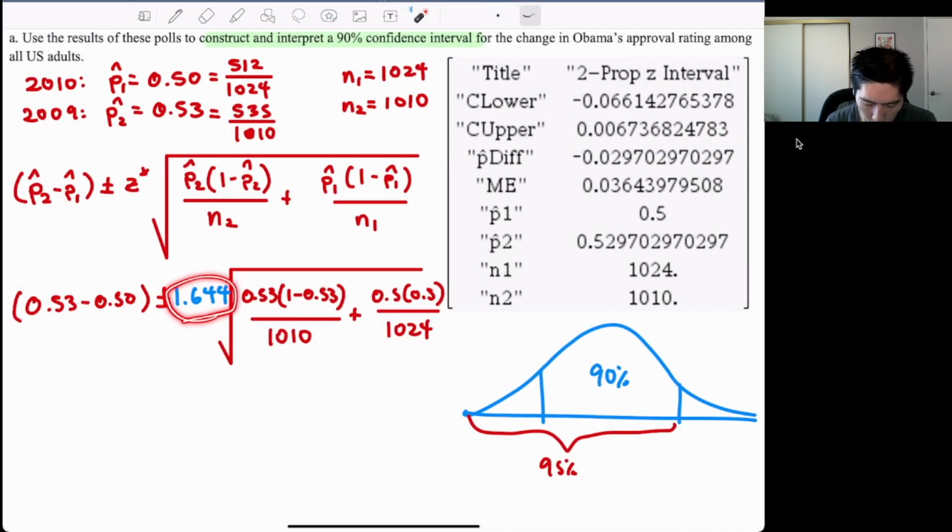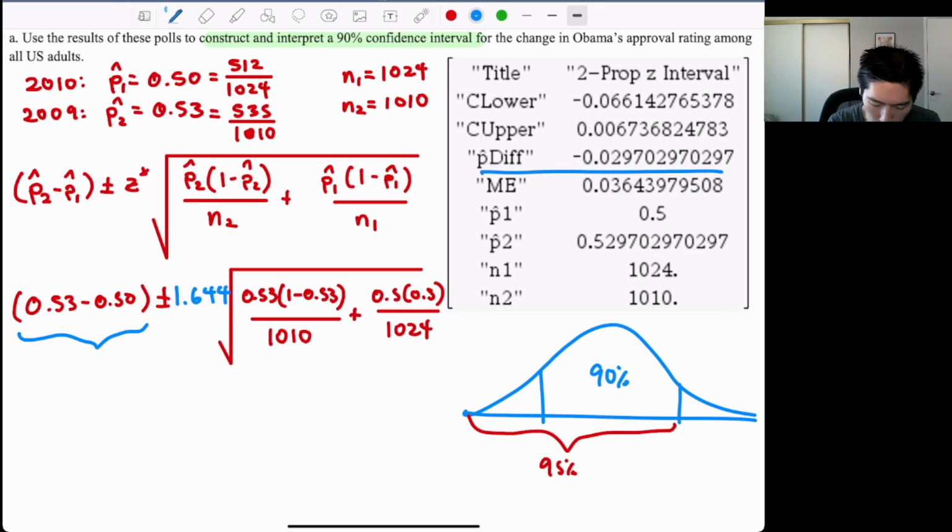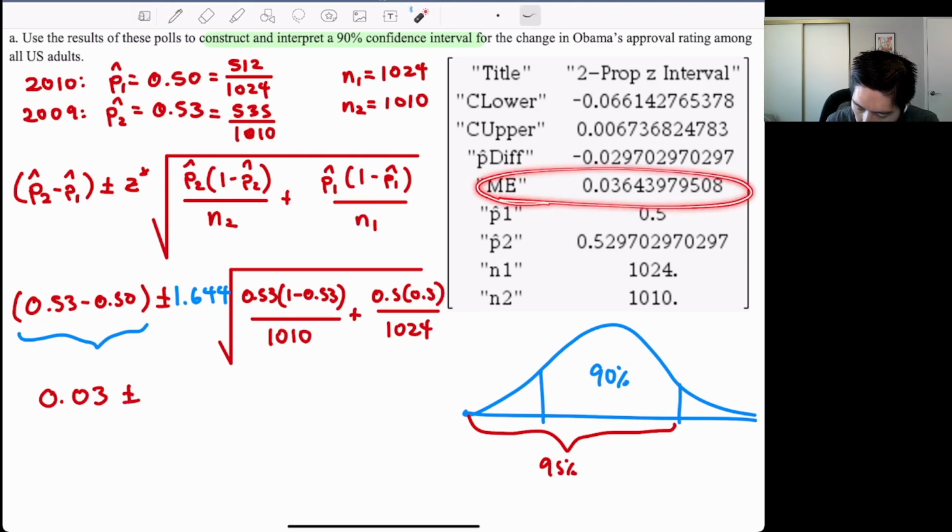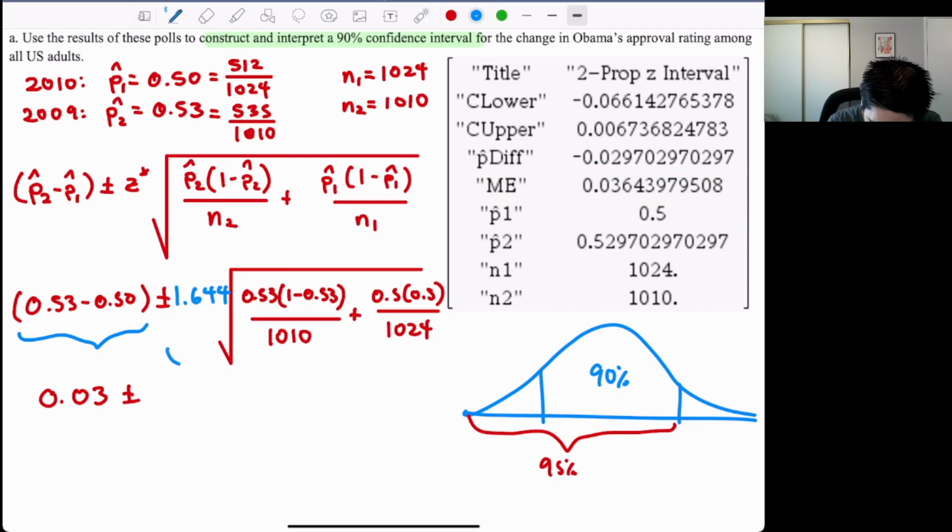So now that we filled out this value, the calculator actually did all the work for us. We don't actually need to crunch these numbers in. Our difference, 0.53 minus 0.5, the true difference is right there, which is negative 0.03. Hey, that's a little bit strange. We wrote it this way. Just flip the signs because they actually did P1 minus P2. So this is going to be 0.03 plus or minus. Our margin of error is 0.03643. That's all of this put together.